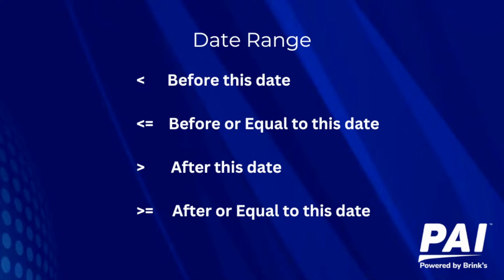You can see on our open-ended date ranges, we have the less than and greater than sign. The less than sign means before this date. We also have less than or equal to, which means before or equal to this date. The greater than sign means after this date. Greater than or equal to means after or equal to this date.